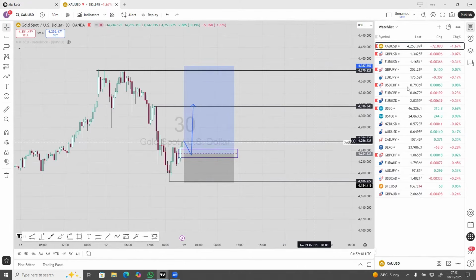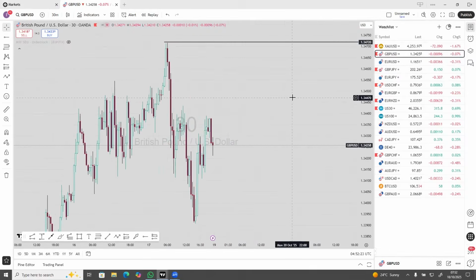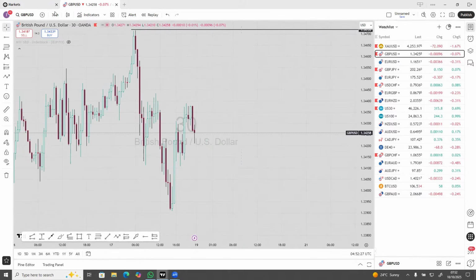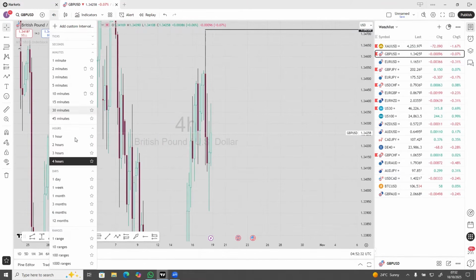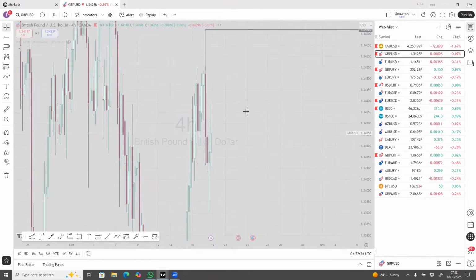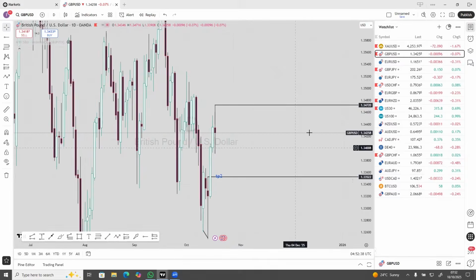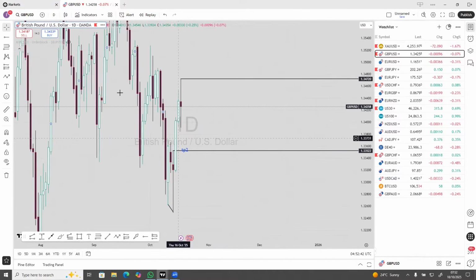Okay, all right. Let's see GBP USD. Okay, we can start with the daily time frame. You can see what is going on on daily time frame. On daily time frame, we have market structure like this. We have unmitigated demand over here.